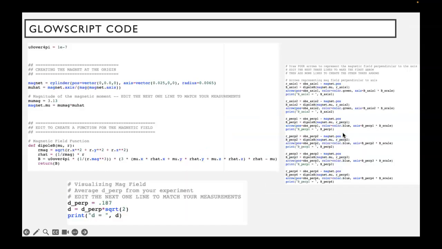So this was our GlowScript code, and in here you can see how we created the magnet at the origin while defining the variables, as well as how we created our function to create the magnetic field with its given constants, and lastly how we created arrows to represent the magnetic field perpendicular to the axis.